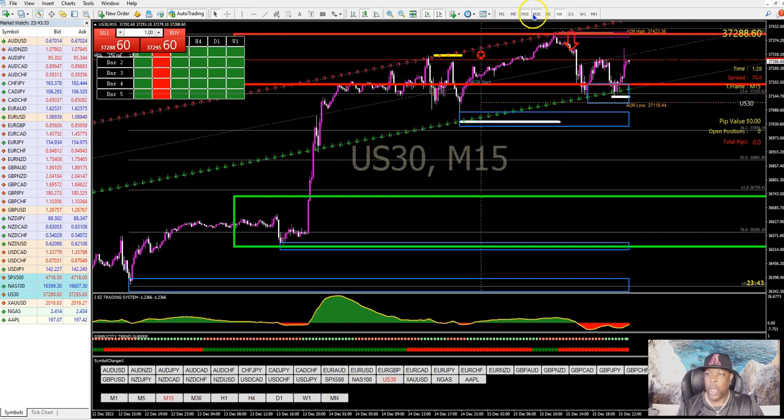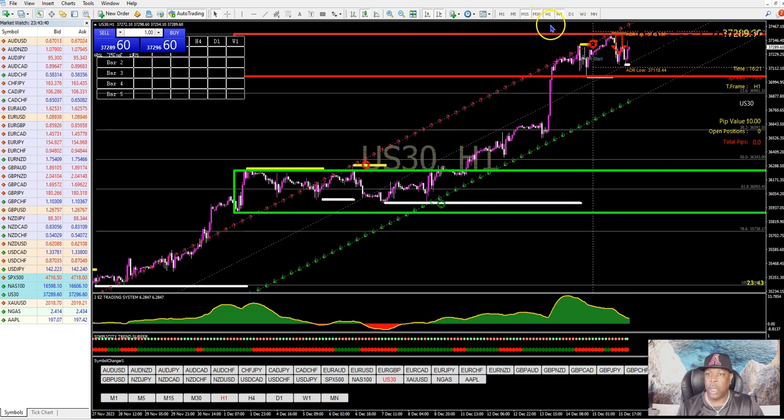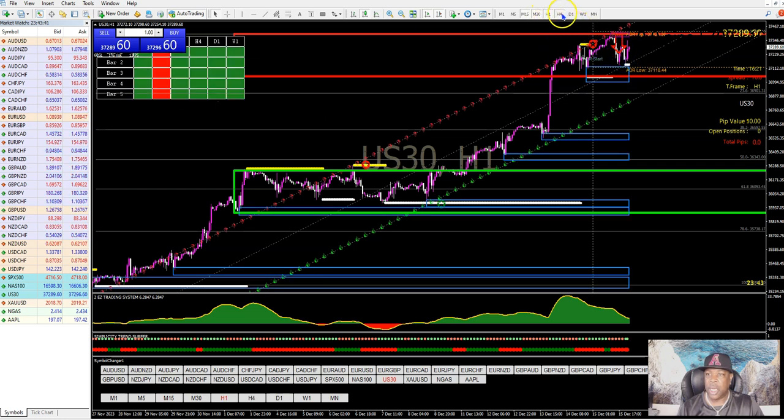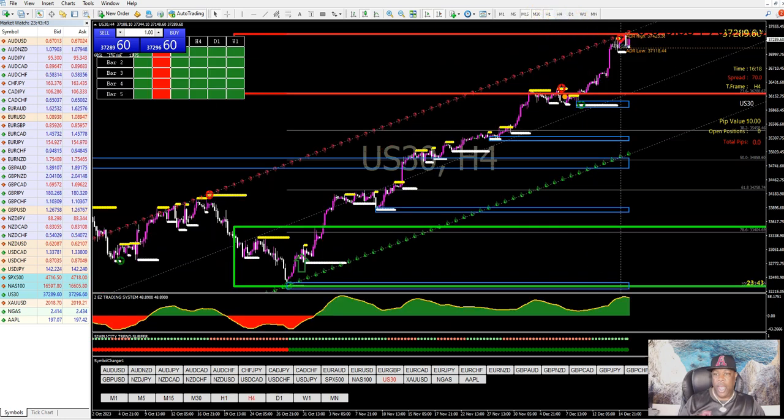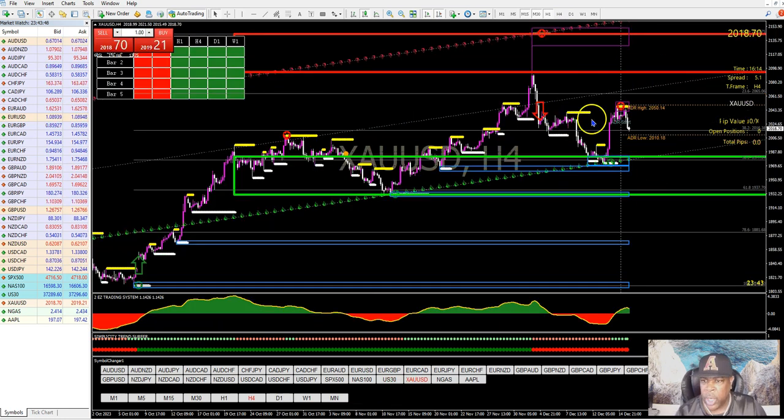Same thing with the US 30. Okay. And we got an arrow on the 15-minute. It did a little mini drop, but you see it's going right back up. I'm not going to hold it over the weekend, no matter what I see, because I don't know what's going to happen over the weekend. And that's a very expensive pair to trade. Let's go to gold. Gold I didn't do anything with.